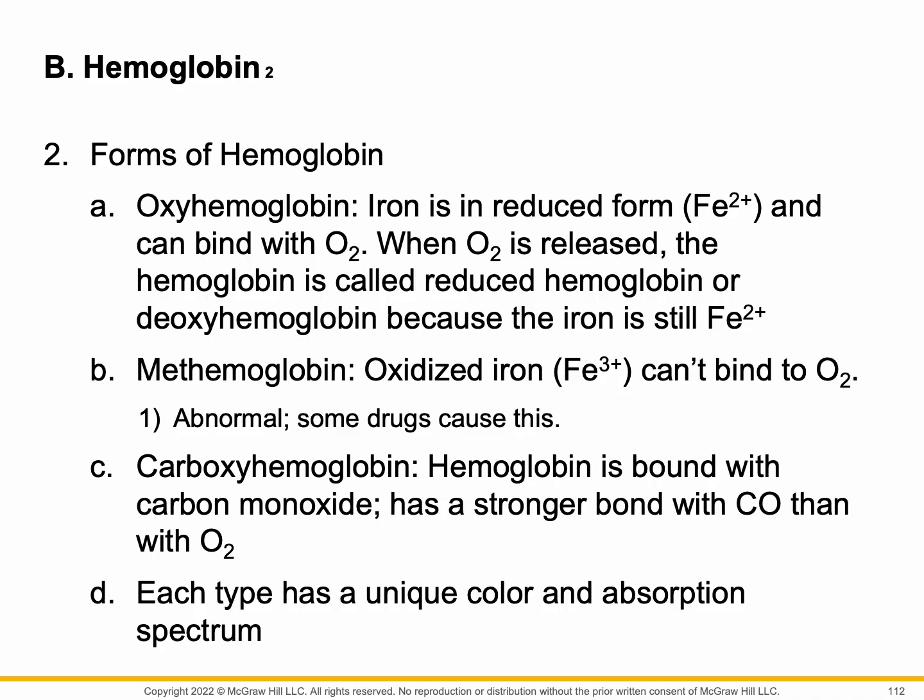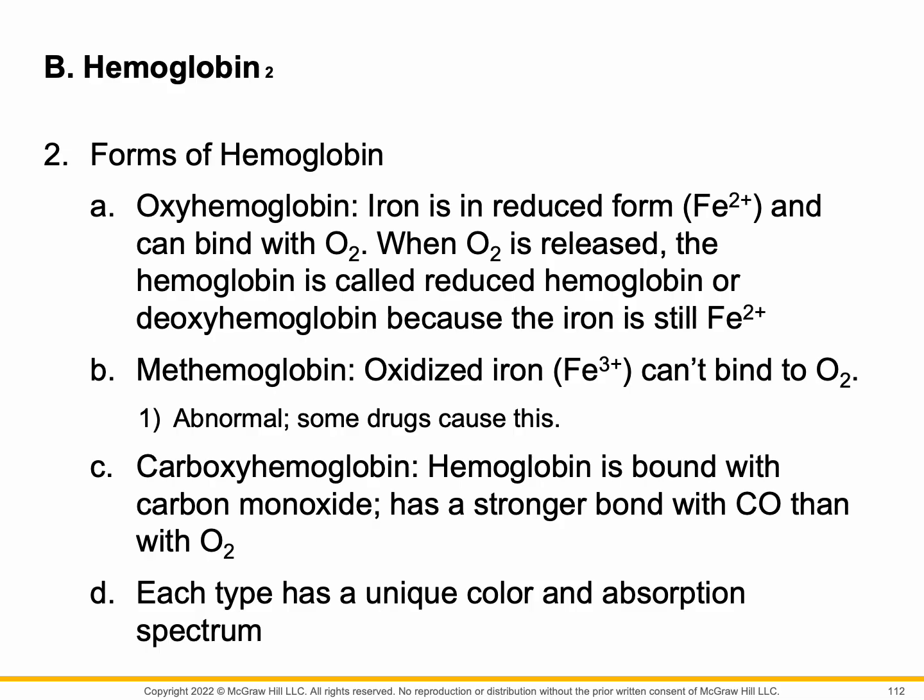Hemoglobin can be found in different forms. There's oxyhemoglobin, where the iron is in its reduced form and can bind with oxygen. When the oxygen is released, the hemoglobin is called reduced hemoglobin or deoxyhemoglobin because the iron is still in the Fe2 plus form.